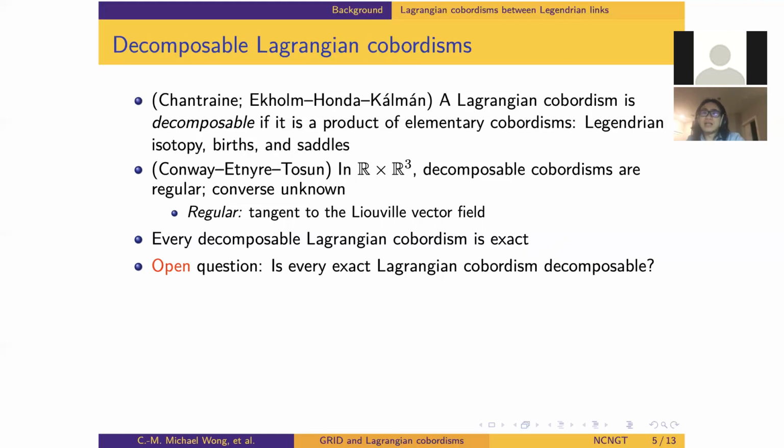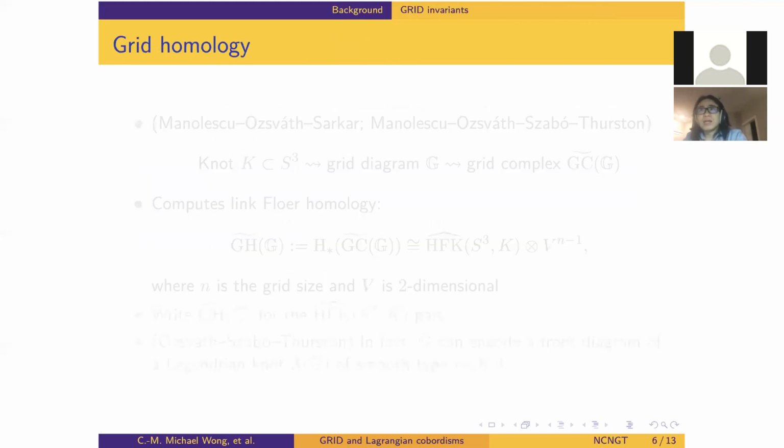Is every exact Lagrangian cobordism decomposable? Now you can compare this question to the smooth category where you ask, is every smooth link cobordism decomposable? The answer there is obviously yes, right? But in the Legendrian and Lagrangian context it is wide open. In fact, it's one of the major problems in the field right now. Now I want to switch gears and talk about grid homology, which is where our tools are going to lie.